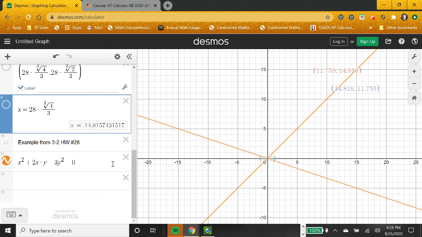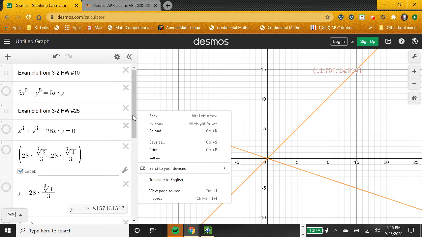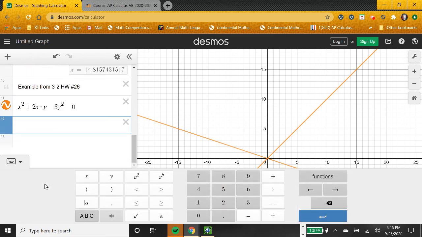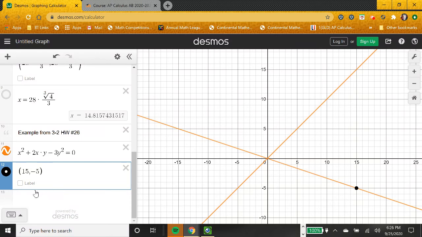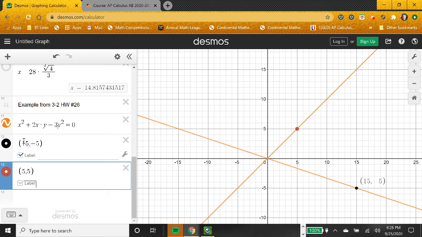There it is. There's my curve. I need to get rid of my labels here for these. Boom. One more label I'm going to get rid of. Where's the other label? Here it is. Okay, so there's my curve. And we said that the point is 15 comma negative 5, right? And look at that, it's on the curve. And so was our 5 comma 5. They're both on the curve, okay?